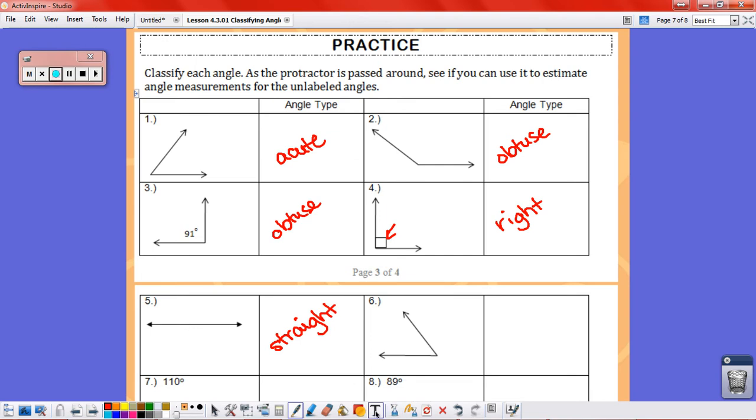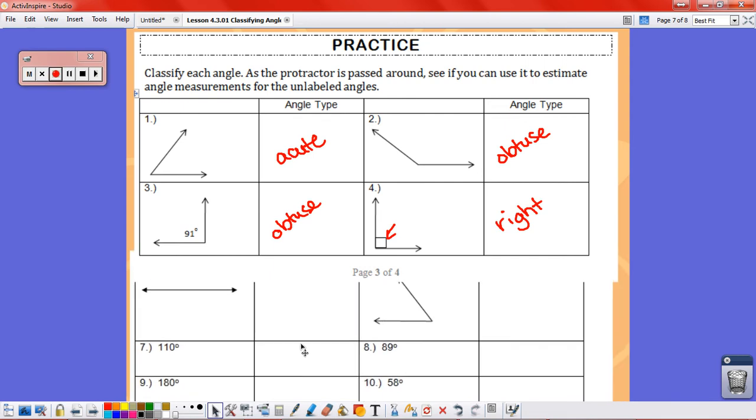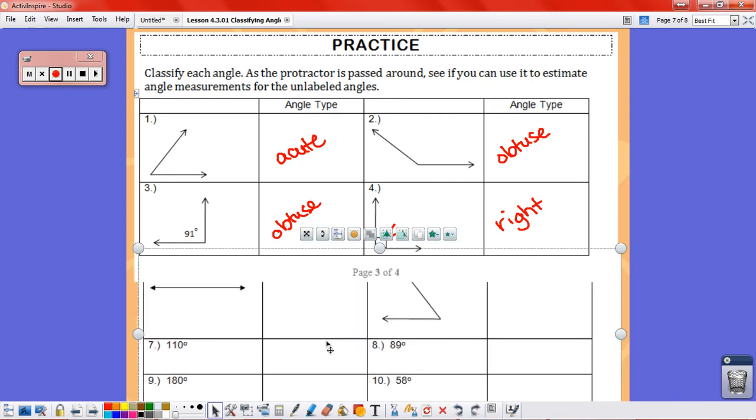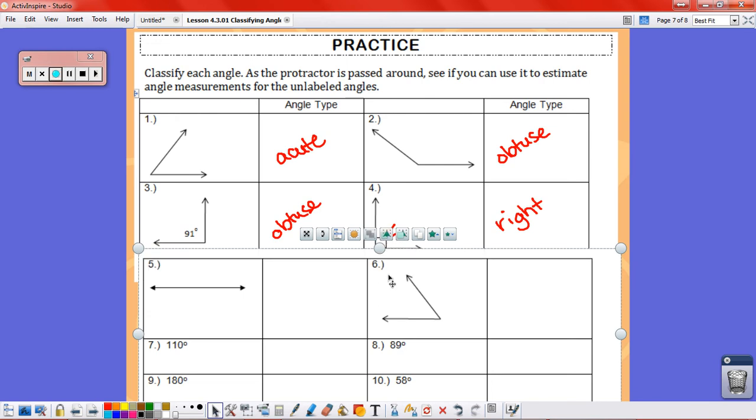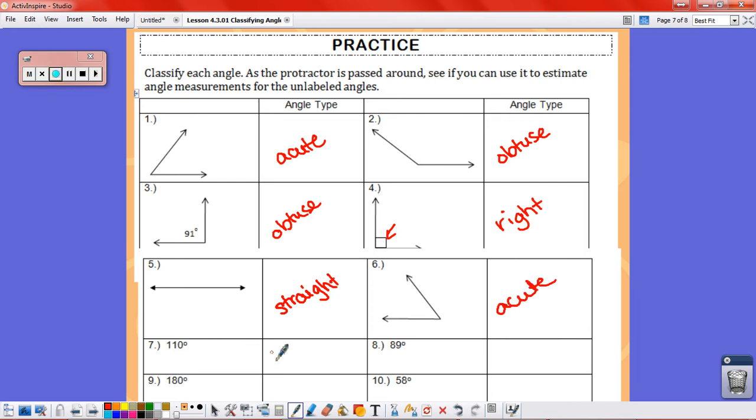This one is a straight angle. In fact, let me erase that so that I can pull this up, and we can answer more of them. Okay. Straight angle. This is acute. This is obtuse because it's between 90 and 180. This is less than 90. This is 180, so it's straight. And this is less than 90.